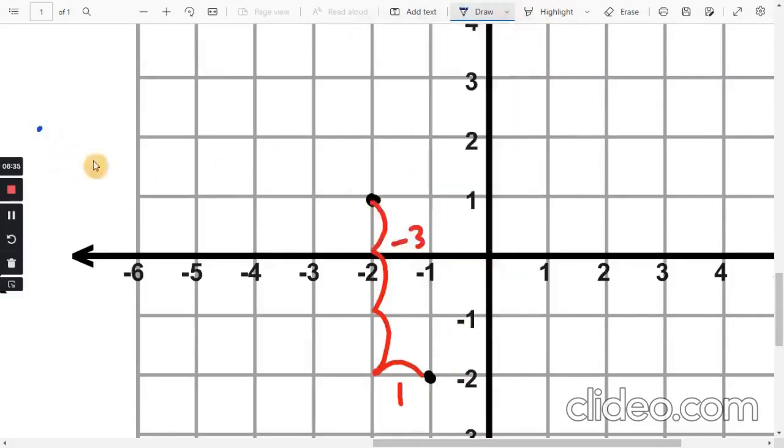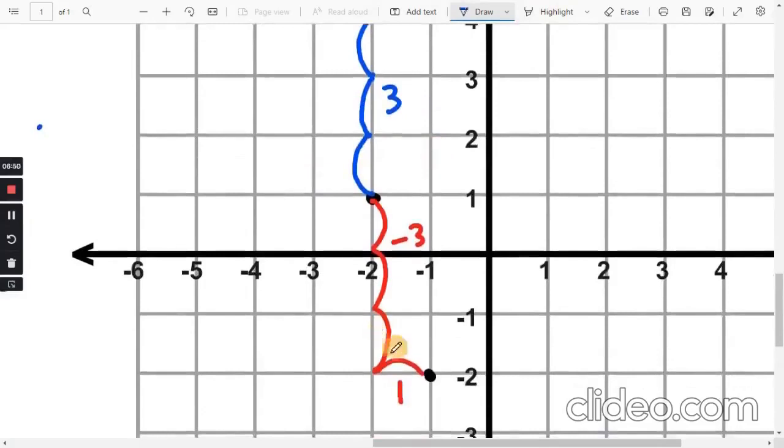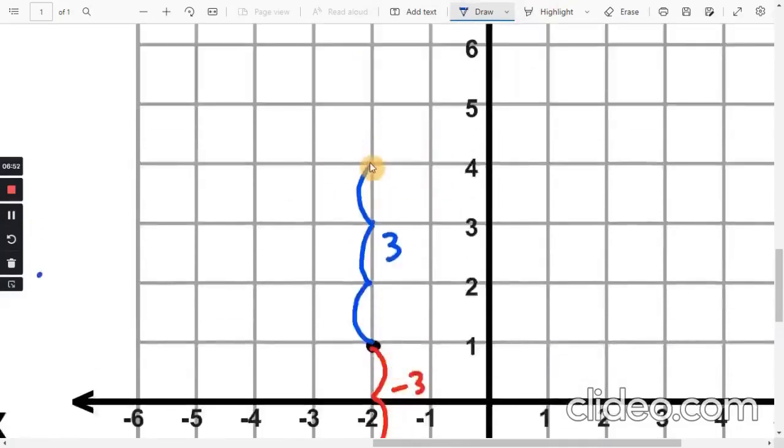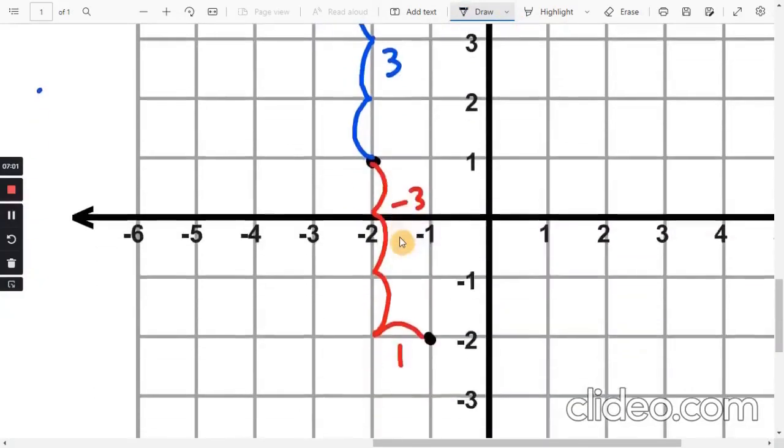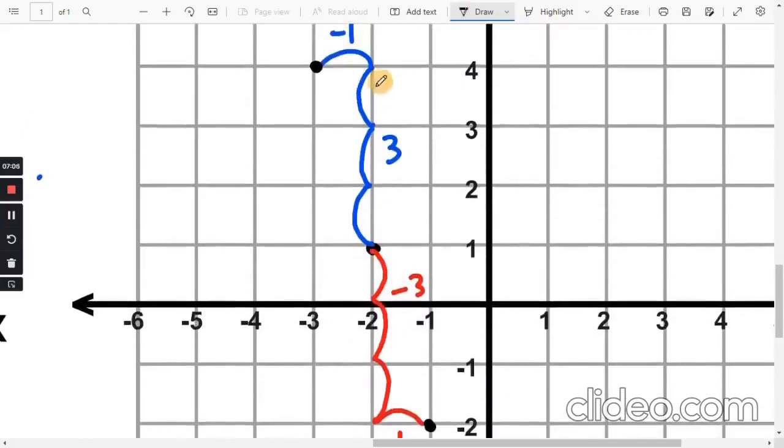We can also do the exact opposite. Instead of going down 3, we can go up 3. 1, 2, 3. We went up 3, so that's positive 3. And instead of going right 1, I can go left 1. So just 1 unit to the left, and that's negative 1 since we went left. Okay, so notice down 3, right 1, and it's still on the same line if we go up 3 and left 1. It's just the opposite.